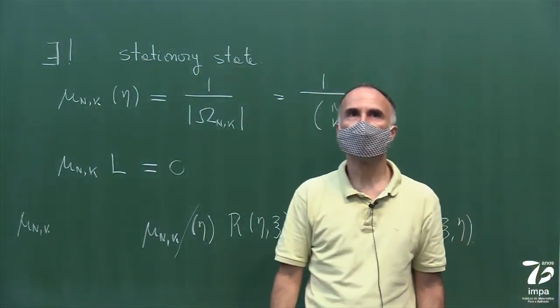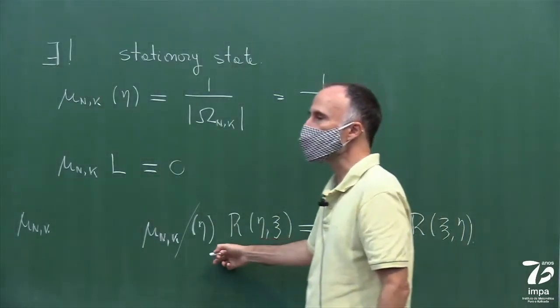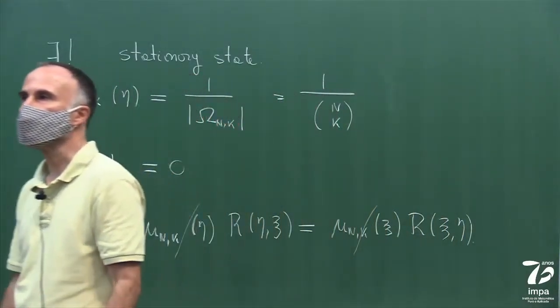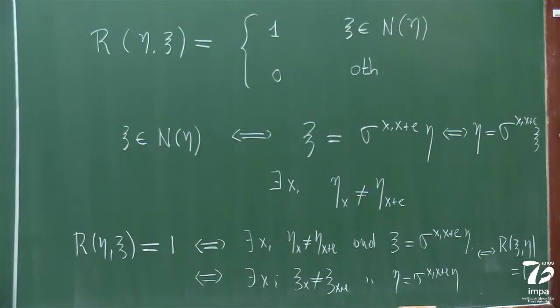Do you agree? So r is symmetric, which proves that this measure mu, which is the uniform measure, is the unique stationary state. So this is what we proved. So we know exactly what the stationary states are. They are very simple. They are uniform. Okay? Fine.